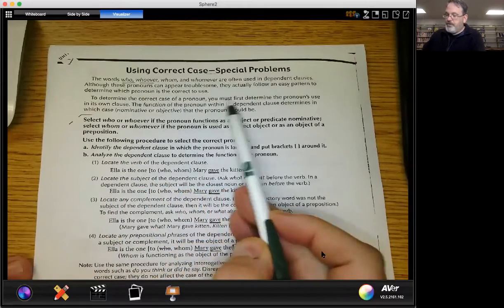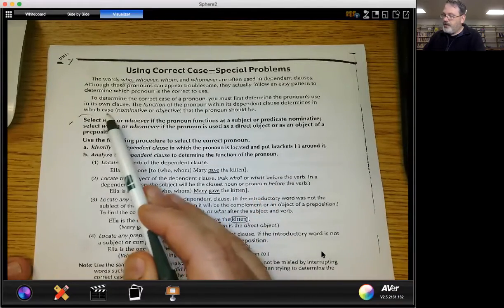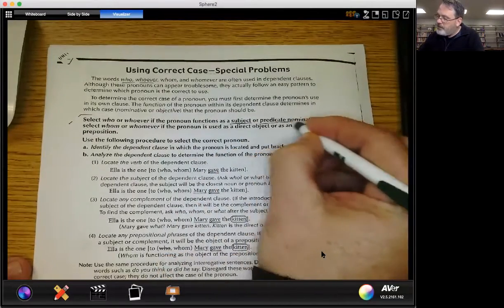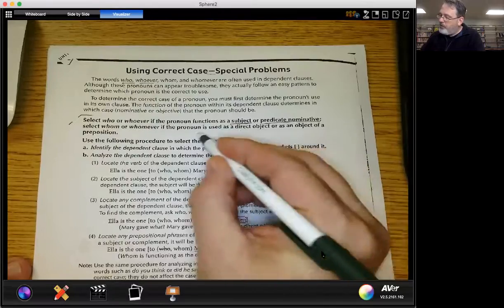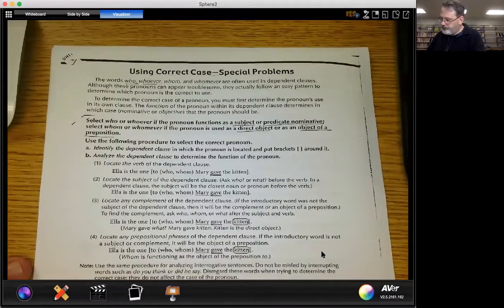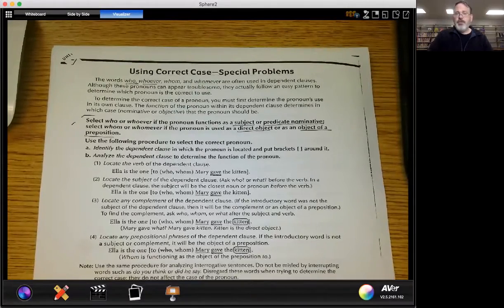To determine the correct use of a pronoun, you must first determine the pronoun's use in its own clause. We did that. The function of the pronoun within its dependent clause determines which case the pronoun should be. Select who or whoever if the pronoun functions as a subject or a predicate nominative. Select whom or whomever if the pronoun is used as a direct object or an object of a preposition. Incidentally, it would also be an indirect object as well, although they're kind of clunky the way that you might use them. She threw whomever the ball. It wouldn't be whoever the ball, it'd be whomever the ball. That's unusual. So they don't even mention it here, but it's still objective case.